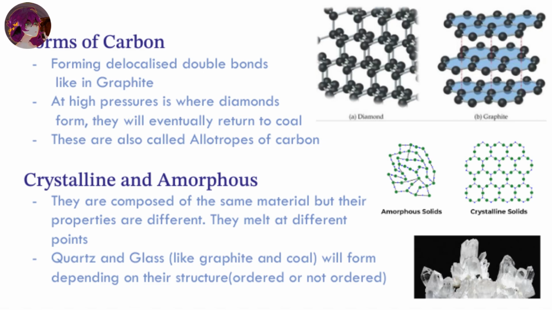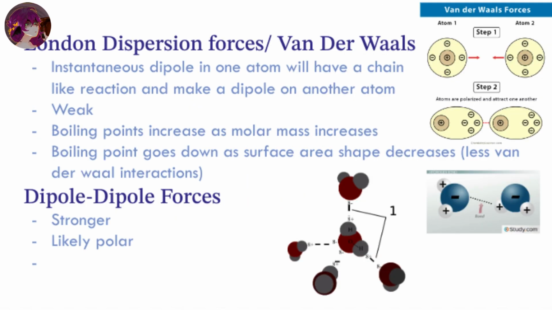Then we have crystalline and amorphous. They are composed of the same material, but their properties are different. They melt at different points, and examples of this are quartz and glass, like graphite and coal. They form depending on their structure, which is either ordered or unordered. And here's a picture of quartz at the bottom, in comparison to glass, which you can just look at a window and observe.